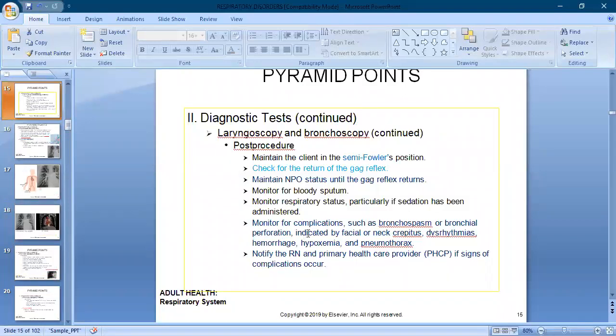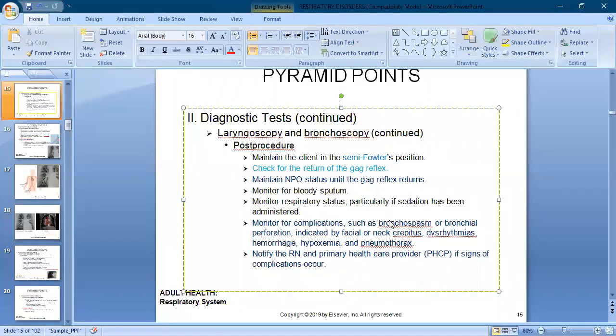Monitor for any kind of complication after the procedure, such as bronchospasm or bronchial perforation. You are using the needle there, so there is a chance of perforation, bleeding, and especially cough with blood, or bronchospasm, constriction, and the patient has shortness of breath, indicated by facial or neck crepitus.